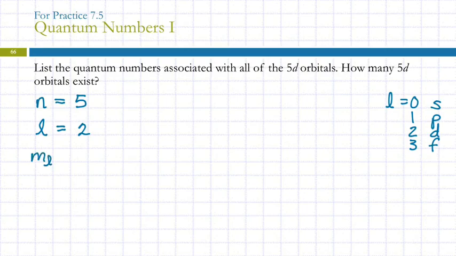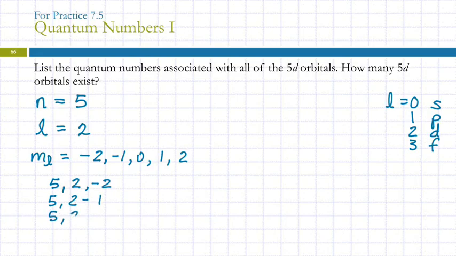The next one is M sub L. M sub L can be anywhere from minus L to plus L. If L is 2, it could be minus 2, it could be minus 1, 0, 1, or 2. So we can describe one of these orbitals as 5, 2, negative 2. And have 5, 2, negative 1, 5, 2, 0, 5, 2, plus 1, and 5, 2, plus 2. All of these orbitals have the same principal quantum number and angular momentum number. It's M sub L that's different.